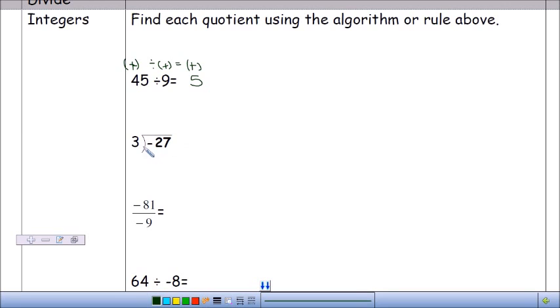Now this one, I have negative 27 divided by 3. I'm not going to worry about this negative yet. What I do want to see is you dividing this 27.